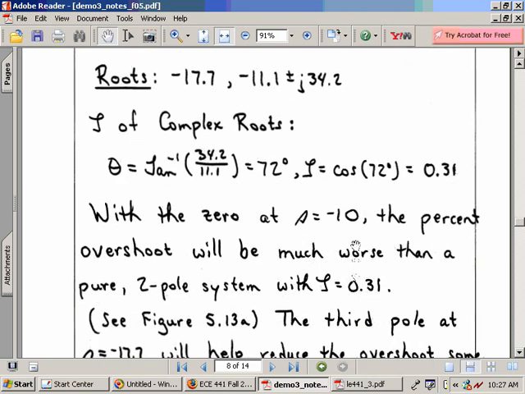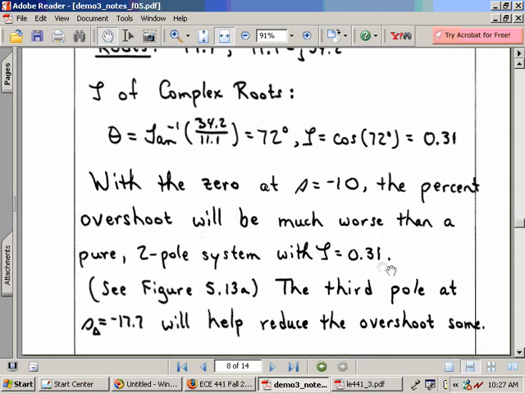That percent overshoot then, because of the small zeta and this zero, is going to be worse than what just the zeta of 0.3 would give us. You can refer to figure 5.13a to get some insight into the severity of that degradation, but this is again only going to be an approximation, because we also have a third closed loop pole at -17.5, and that is actually going to help our percent overshoot. So this zero worsens our overshoot, this helps. The net combination says that we will still probably be a little worse than what we would see percent overshoot wise from a pure two-pole system.